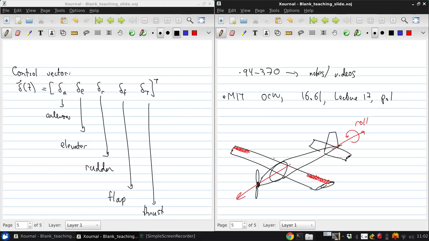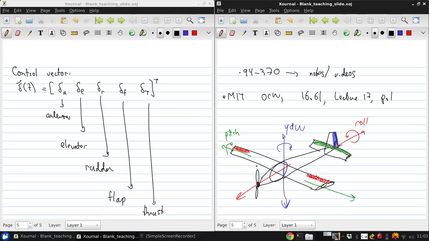The pitch axis of the aircraft, which is like the YB axis, goes along the wing and this is controlled by the elevator, which is located on the horizontal tail. Finally, the vertical axis, the ZB axis, is the yaw axis, and this is controlled by the rudder.